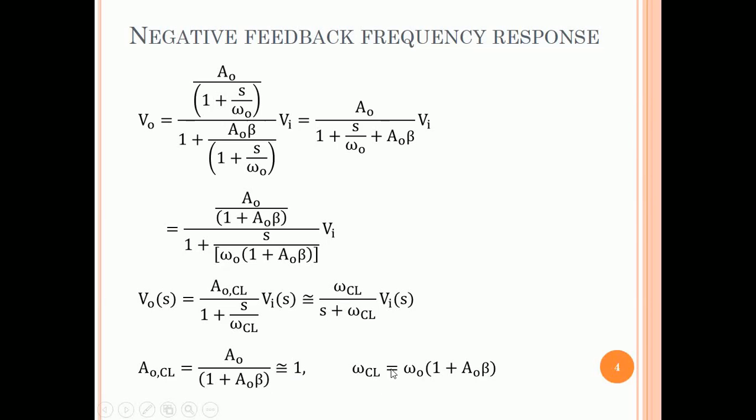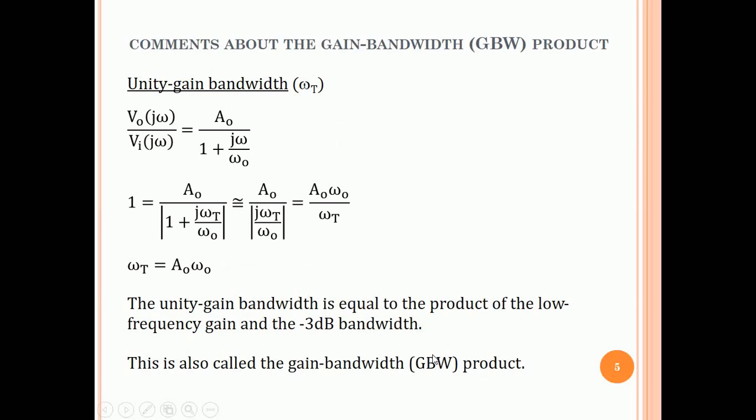Let us discuss these two for a couple of slides. So, you know the definition of a unity gain bandwidth, right? Unity gain bandwidth is the frequency at which the gain, the magnitude of VO over VI, becomes equal to 1. So, let us find this.